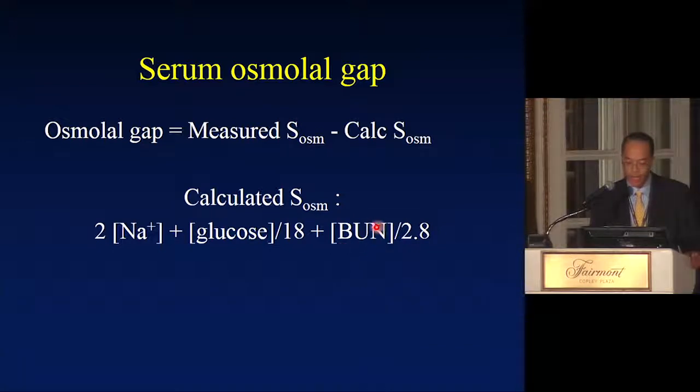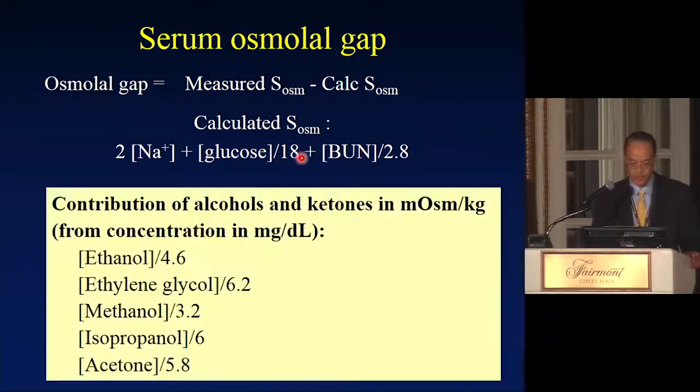And the BUN, which we divide by 2.8 because there are 2 nitrogens in urea, which have a molecular weight of 28. Just for your information, but not something to memorize, but something that I found clinically quite useful: let's back up a little.